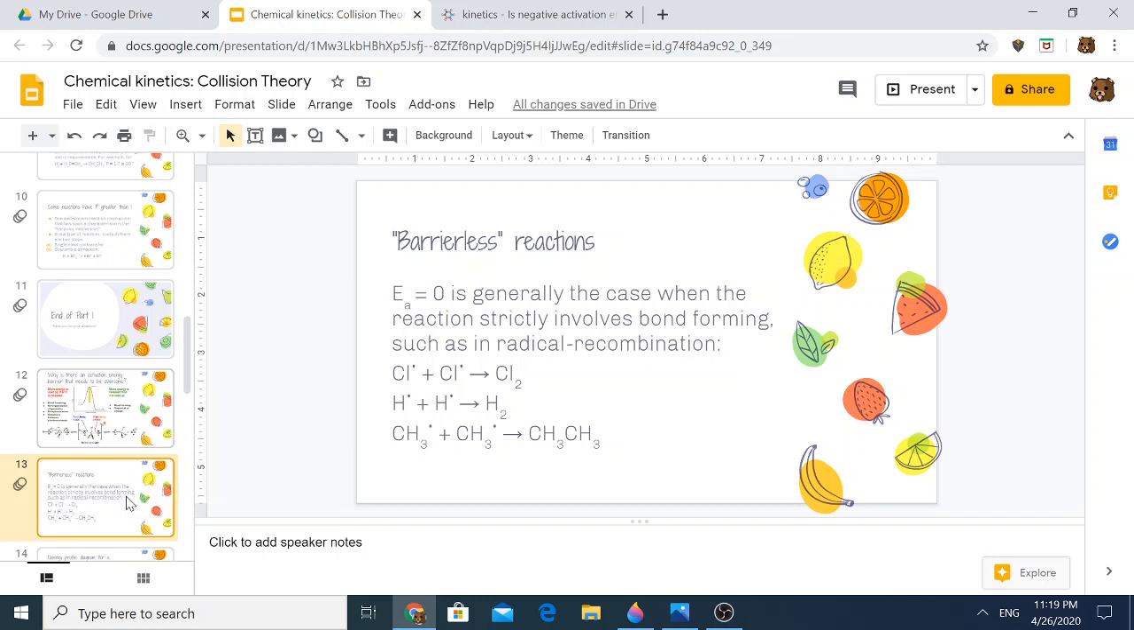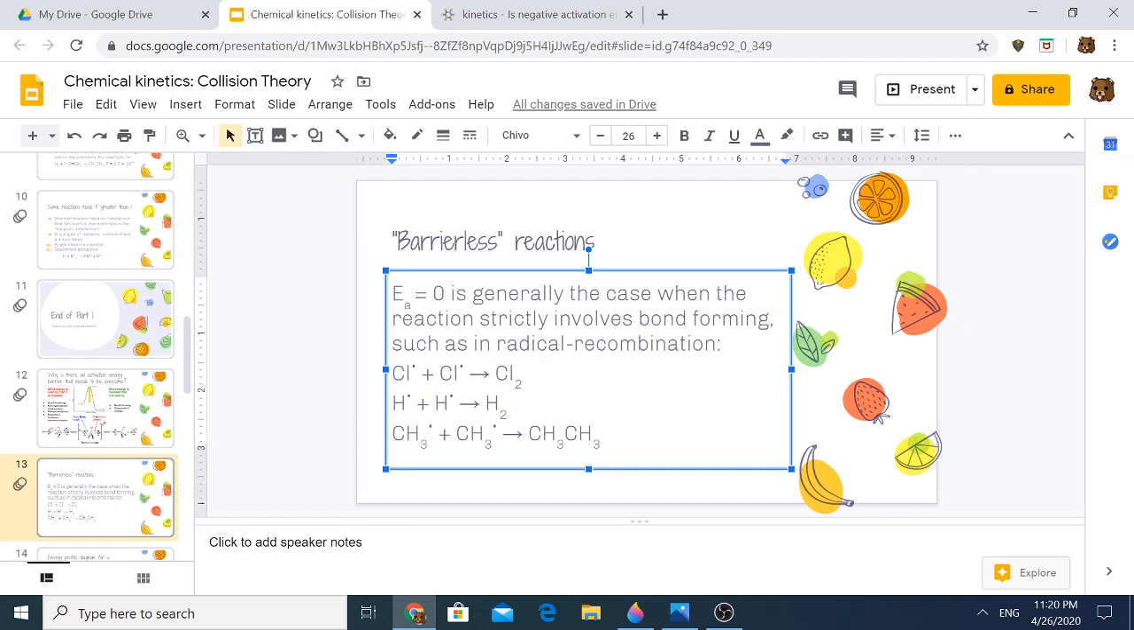Consider the combination of radicals to form a molecule. Perhaps there may still be some electronic repulsion between them during their approach. Let's say, for example, chlorine atoms approaching each other. There may be some electronic repulsion, and hence using up some energy. But because there is no bond breaking, and bond breaking is the step that is really endothermic, using up a lot of energy, there's no such cost here.